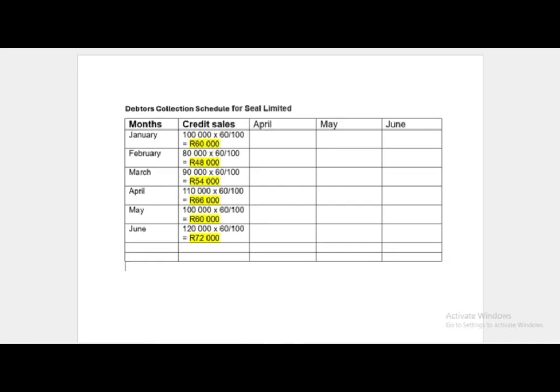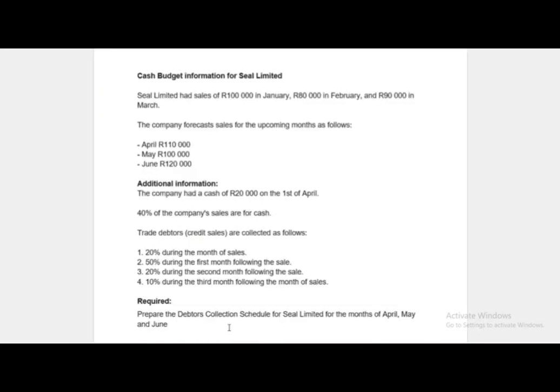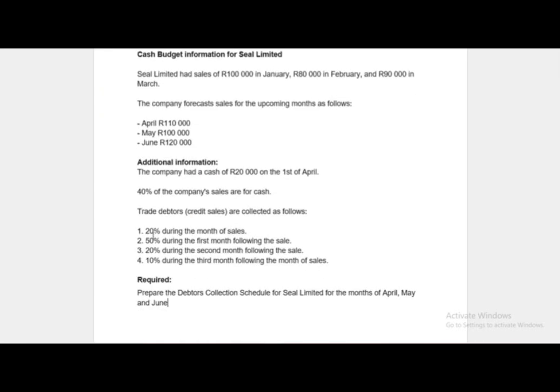So now, let's go to the question to proceed. Remember, when we go to the question, we're going to look at the credit policy. This is called the credit policy on how they collect, okay? So now, let's see. They are saying, number one, they collect 20% during the month of sales. So if you buy on credit in January, we are going to collect 20% from you in January. Or if your customer purchases goods from you on credit in January, we are going to collect 20% of what they are owing in January.